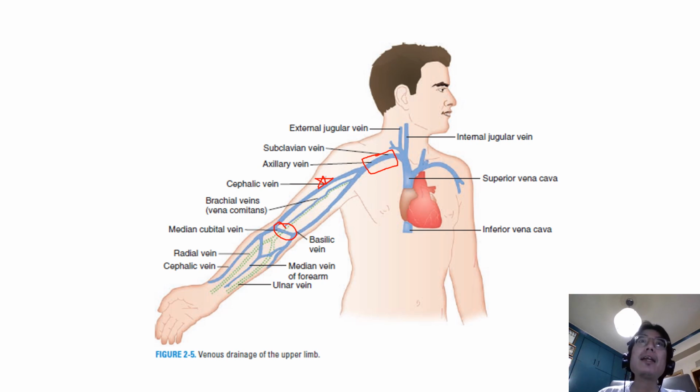The median antebrachial vein arises in the palmar venous network, ascending on the front of the forearm and terminates in the median cubital or the basilic vein. Finally, the dorsal venous network, though not shown here because it is in the opposite end, is a network of veins formed by the dorsal metacarpal veins that receive dorsal digital veins, and they continue proximally as the cephalic vein and the basilic vein.